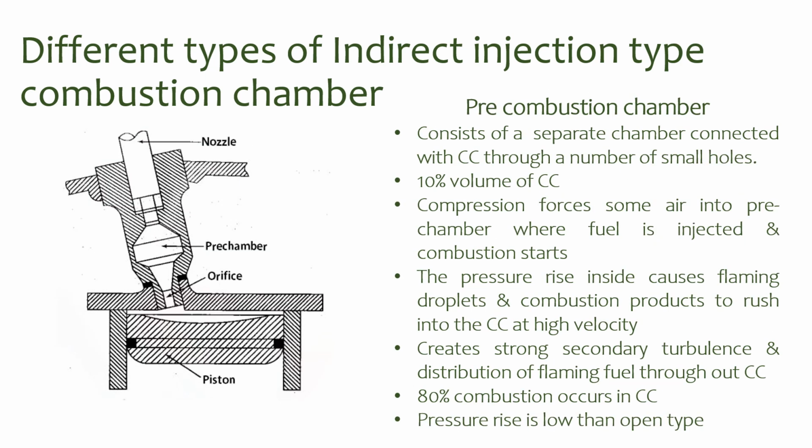The second type is called a pre-combustion chamber. It consists of a separate chamber connected with the combustion chamber through a number of small holes. The pre-chamber will have 10% volume of combustion chamber. The compression forces some air into the pre-chamber where fuel is injected and combustion starts. The pressure rise inside causes flaming droplets and combustion products to rush into the combustion chamber at very high velocity.